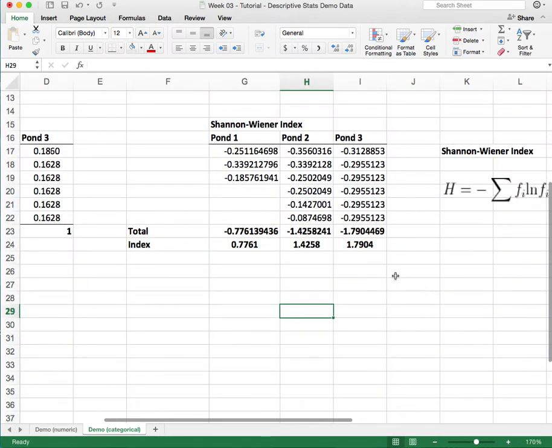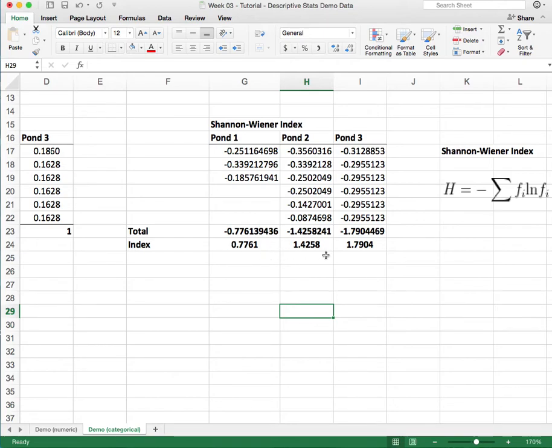Alright, so looking at the Shannon-Wiener index here, we see values ranging from 0.78 up to 1.8 for pond 3. So we see that the index is increasing from pond 1 to pond 2 to pond 3. As we get more species in the index, the index is increasing. And we know that pond 2 and pond 3 both have 6 species in them, but we also see an increase in the index as evenness increases. And as we discussed before, the evenness in pond 3 is greater than in pond 2.